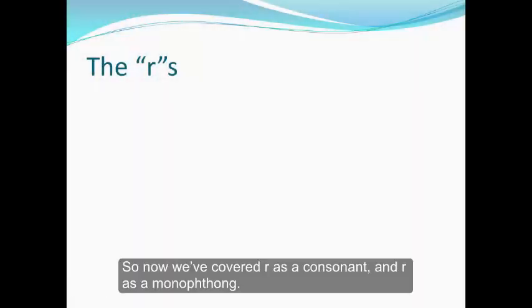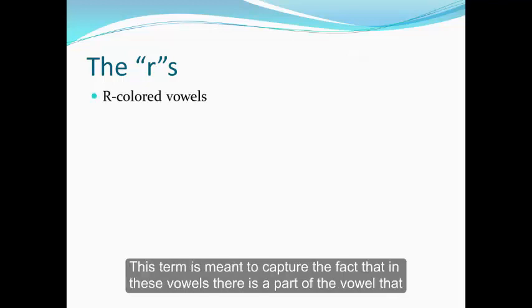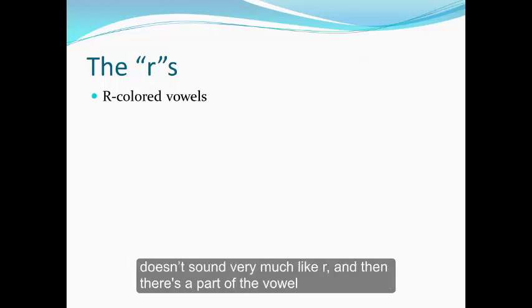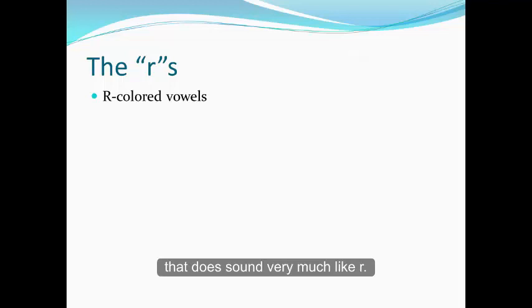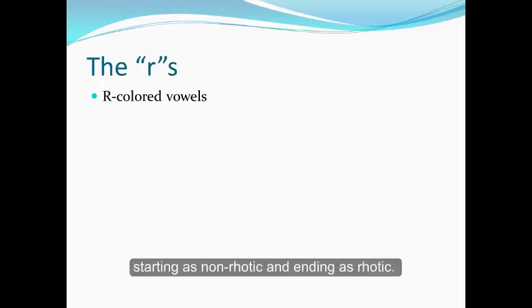So now we've covered as a consonant and as a monophthong. Next we'll deal with a group of vowels that are often referred to as R-colored vowels. This term is meant to capture the fact that in these vowels there's a part of the vowel that doesn't sound very much like and then there's a part of the vowel that does sound very much like In other words, the vowel changes its quality from beginning to end, starting as non-rhotic and ending as rhotic.